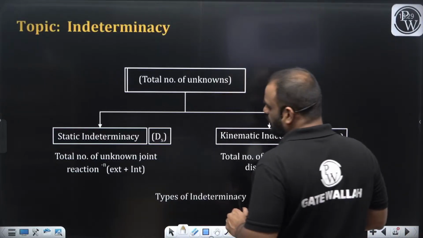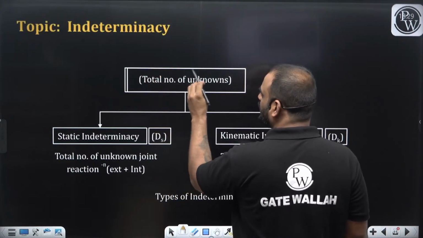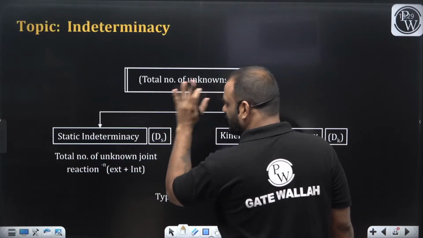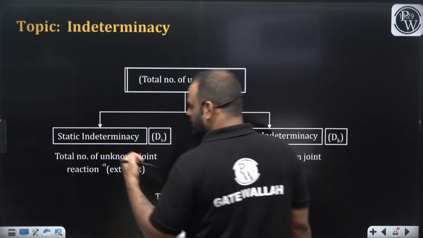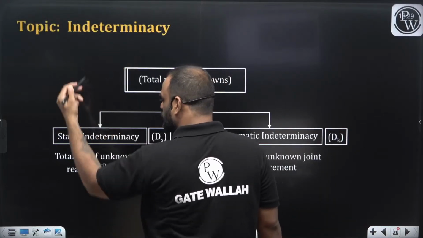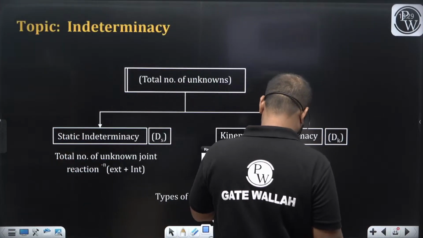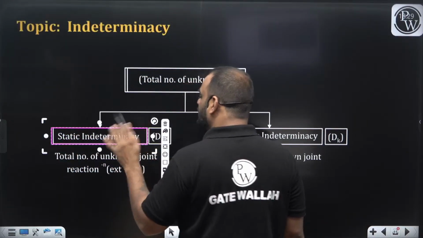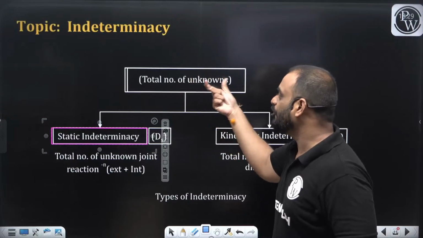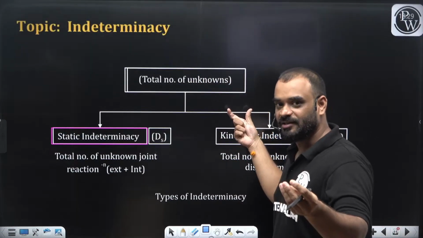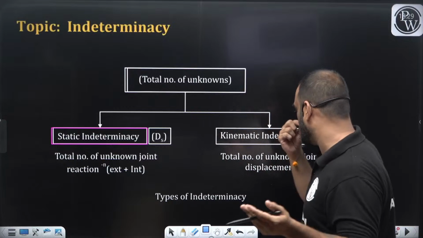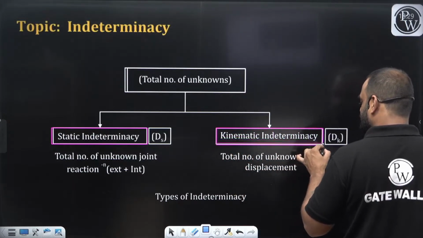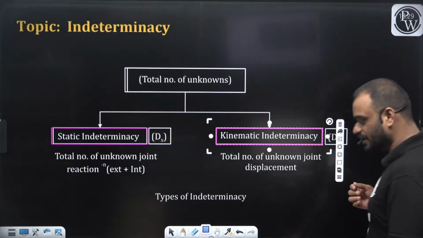So guys, indeterminacy means total number of unknowns. If it is related to the reaction part, then this term, indeterminacy, is known as static indeterminacy. And if it is related to the total number of unknown joint displacements, meaning slope and deflection values, then it is known as kinematic indeterminacy.